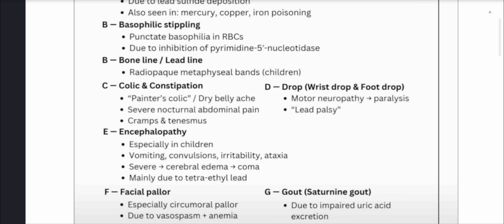Again, B stands for bone line or lead line, which is radiopaque metaphyseal bands in children. C stands for colic and constipation. It is also called Pinter's colic, dry belly ache, severe nocturnal abdominal pain, cramps and tenesmus. D stands for drop, wrist drop or foot drop. Motor neuropathy leads to paralysis and lead palsy.